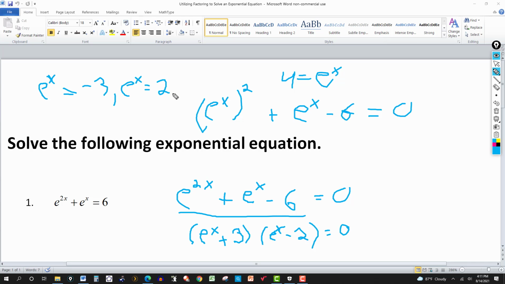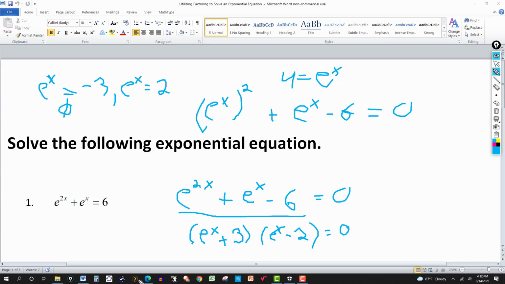Now the exponential e is approximately 2.718 to 3 places. And it's positive. So any positive base to any exponent is always going to be a positive number. It's never going to be negative. So this one right here has no solution. It's an empty set.